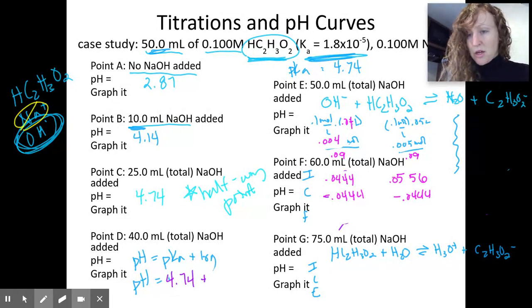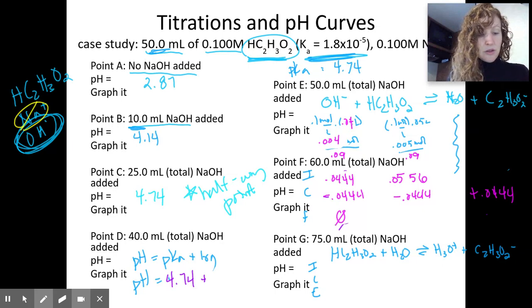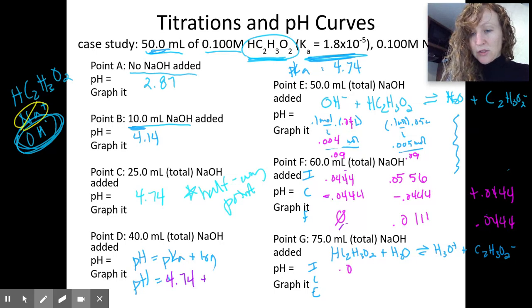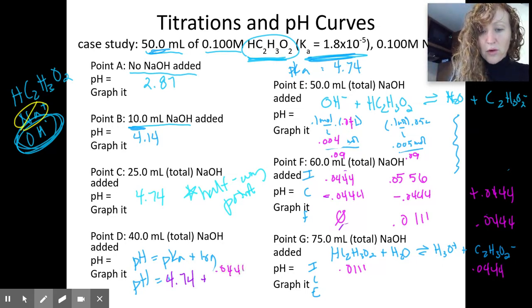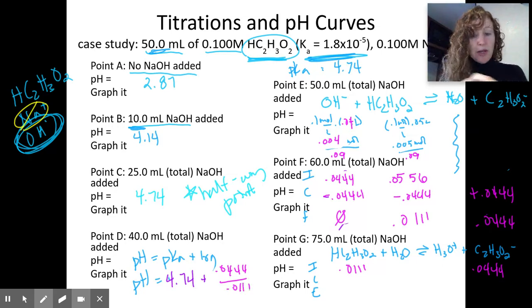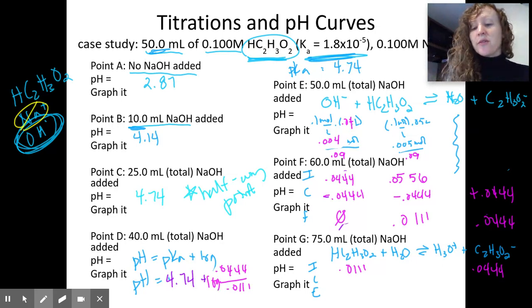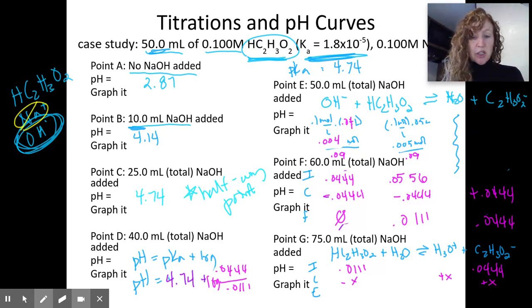Okay, plus 0.0444. No base left. Okay, so 0.0111 repeating. 0.0444. Then I carry that down into my initial amounts because now I just have my weak acid, weak base left. They're going to go to equilibrium, 0.0444 over 0.0111. Whew. Okay. And that's log. So if you're using the ice chart, your change is going to be an X because you have weak acid, weak base present. So you don't know what that change is going to be. You have to figure out what that change is going to be. If you're using Henderson-Hasselbalch, you just plug it in.